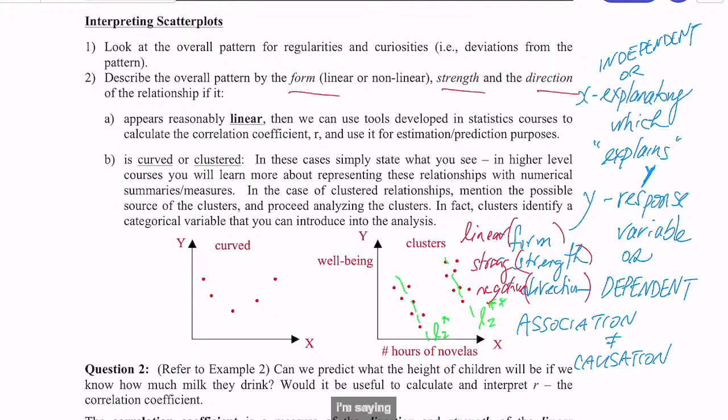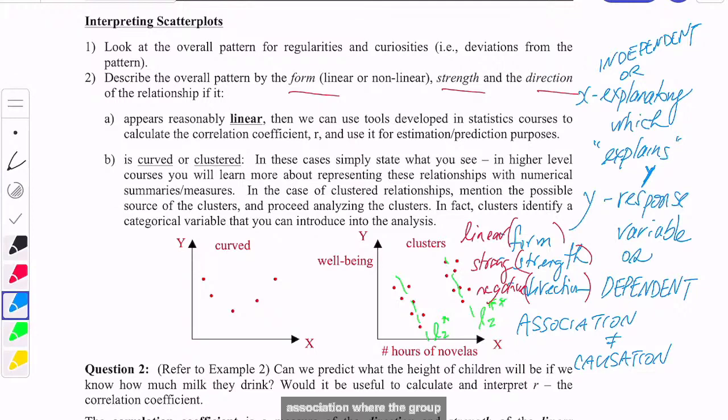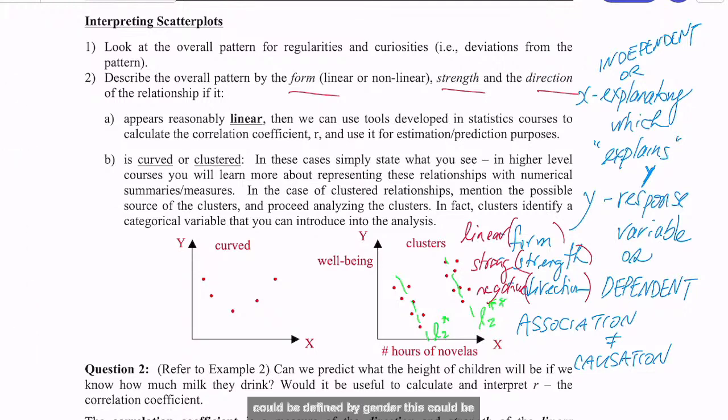I'm saying that, and I made up these numbers. This is not real data. Just showing that there could be an association where the group could be defined by gender. This could be men, and maybe women tend to watch more soap operas. So that could be divided by gender, but then the relationship is the same: the more hours of novellas you watch, the less happy you seem to be.